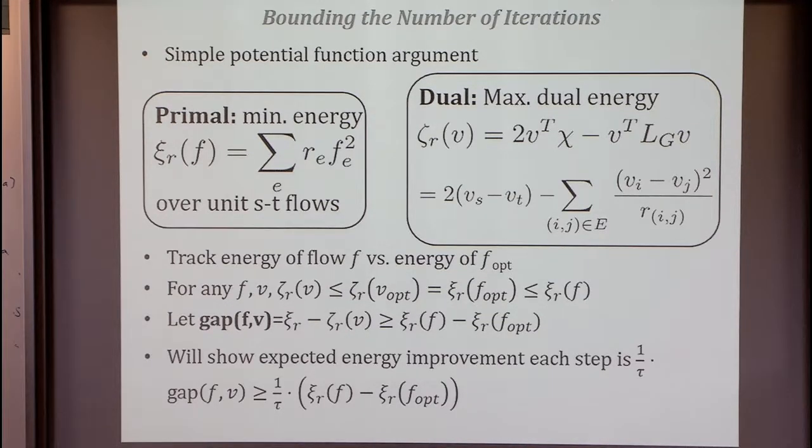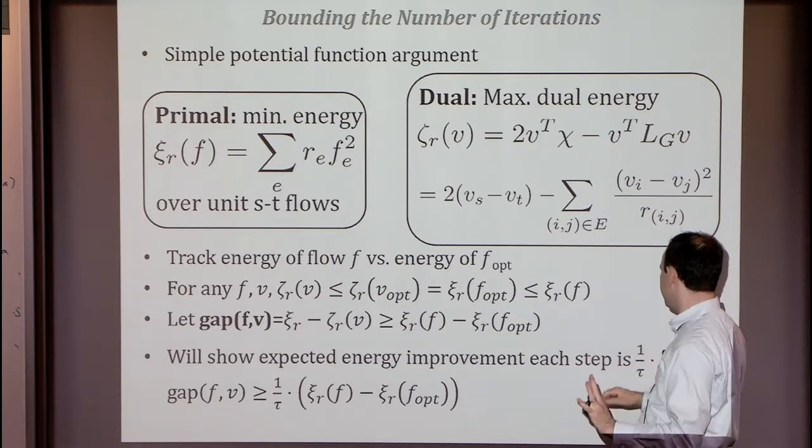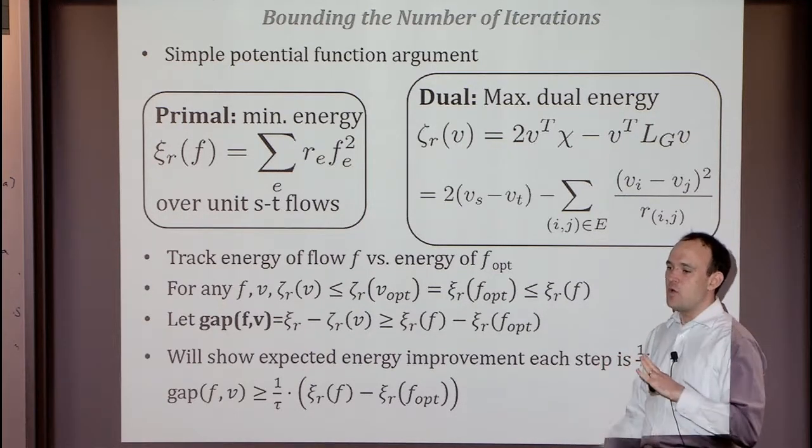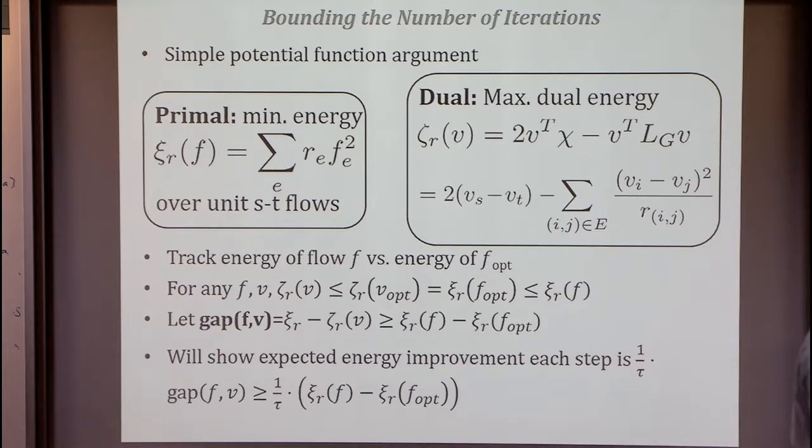And what we're going to do is show the following. This is the main inequality that gets us our solver. We're going to show that the expected energy improvement in every step is going to be 1 over tau. So, slide got buried.